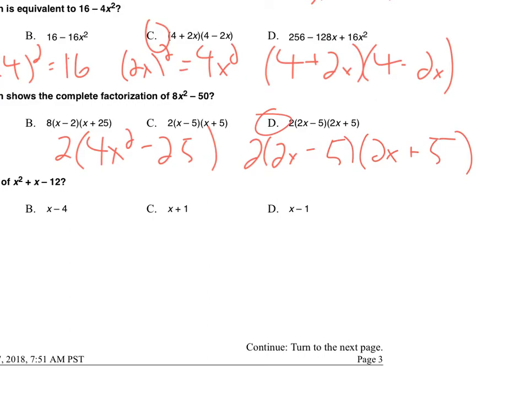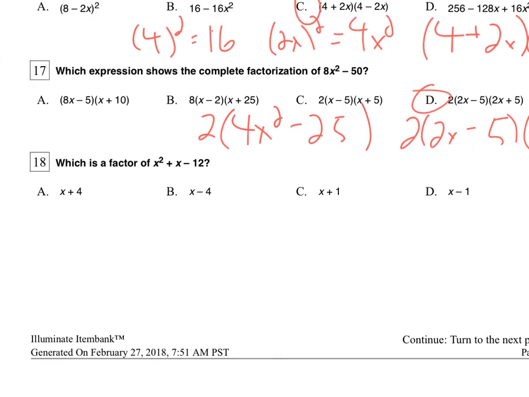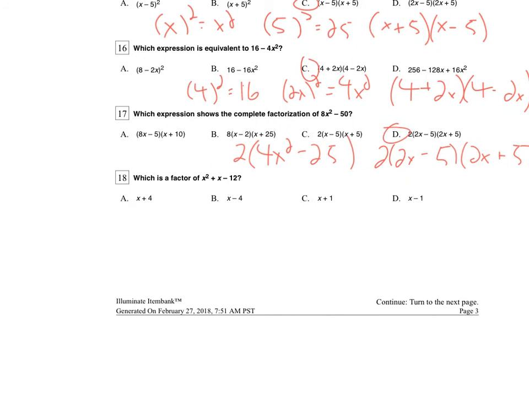A lot of students, when you did this type of problem, this one doesn't have it, but sometimes you may see where they have 2x minus 5 and 2x plus 5 without the GCF. That would not be correct. You have to include the GCF in your problem.